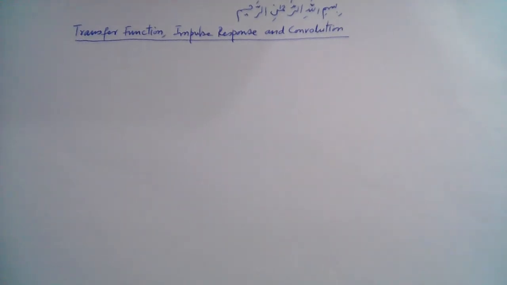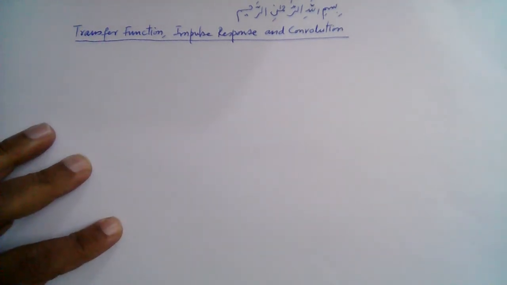Bismillahirrahmanirrahim. So let us discuss transfer function, impulse response, and convolution. The transfer function of a network or circuit is the ratio of the output response to the input, right?